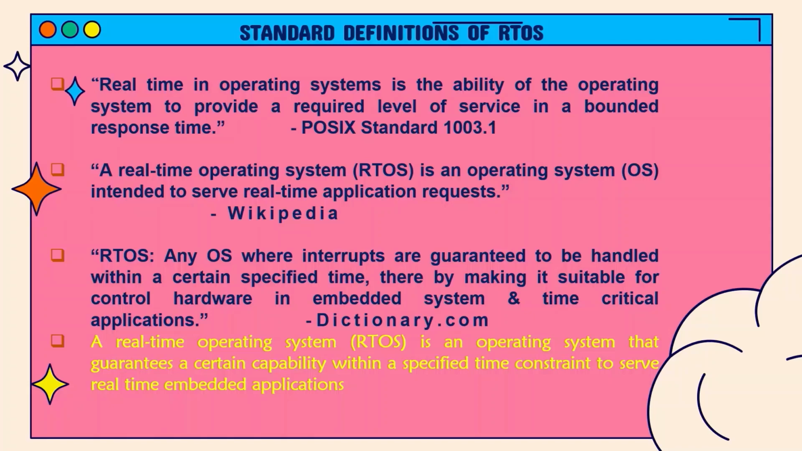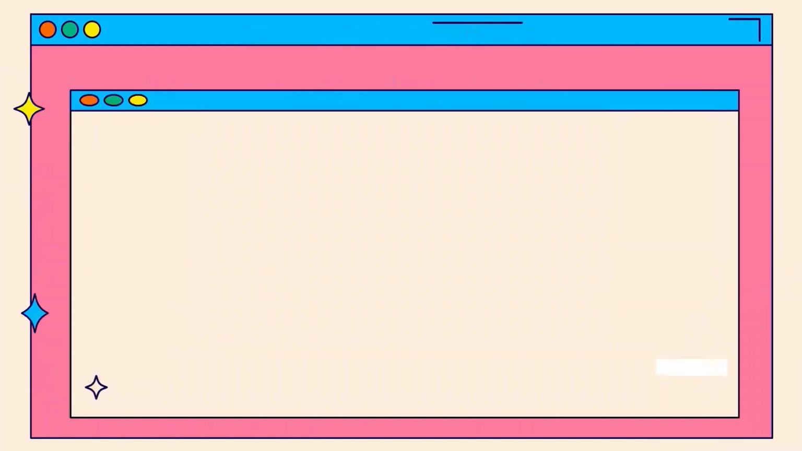According to the dictionary, the term RTOS is any OS in which interrupts are guaranteed to be handled within a certain specified time, thereby making it suitable for controlling hardware in embedded systems and time-critical applications. So finally, we can define an RTOS from our understanding as an operating system that guarantees a certain capability within a specified time constraint to serve real-time embedded applications.